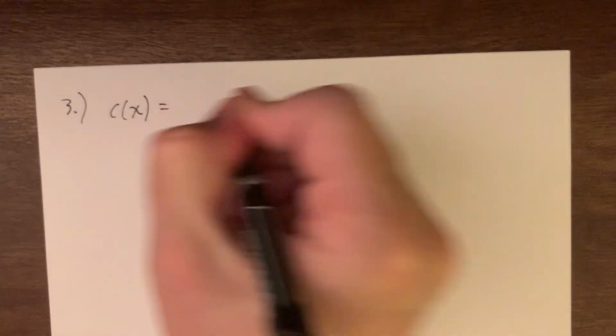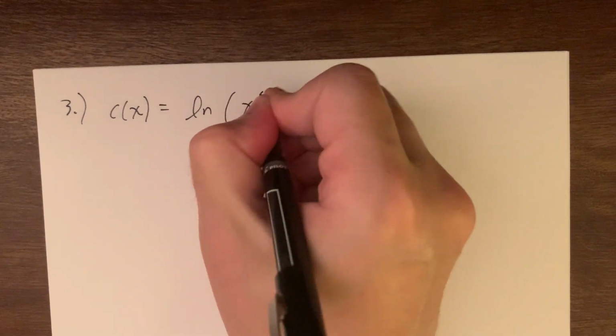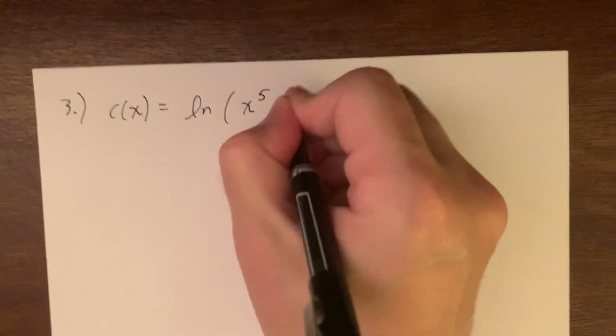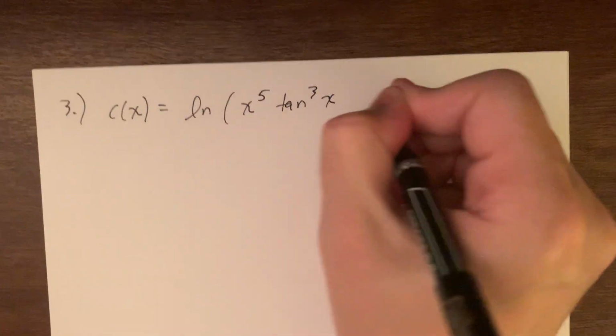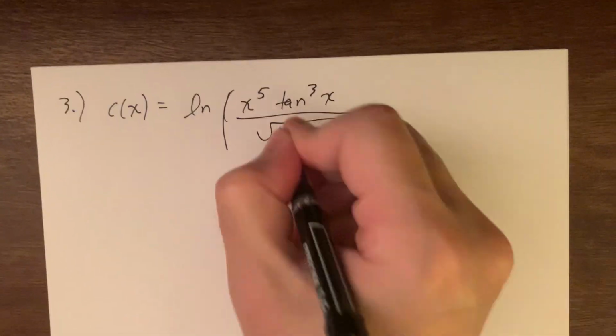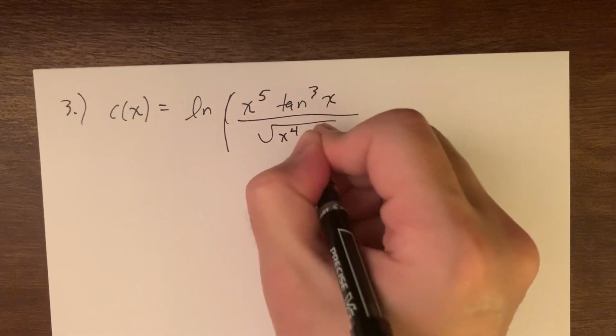But now problem 3, let's look at x to the 5th times tangent cubed, all divided by the square root of x to the 4th minus 1.